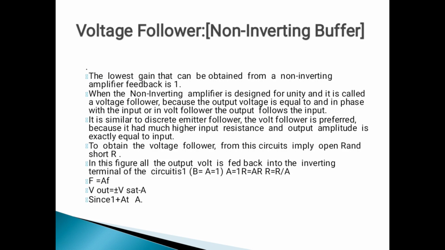The voltage follower is preferred because it has much higher input resistance and the output amplitude is exactly equal to the input. In this figure, all of the output voltage is fed back into the inverting terminal of the circuit. V out is equal to plus or minus V saturation.